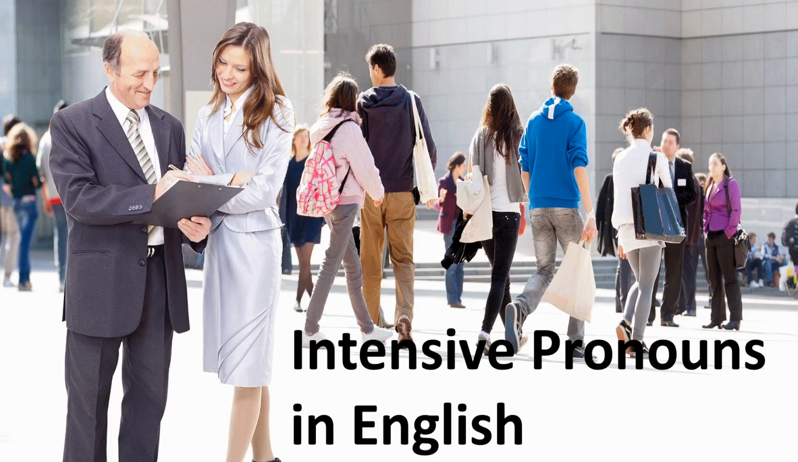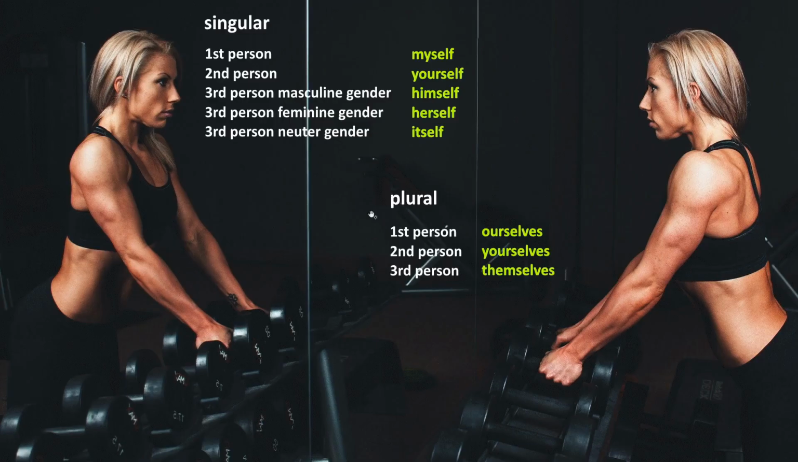So, to start with, let's recap on the forms of reflexive pronouns. Just keep in mind that these are also the forms of intensive pronouns. Here they are: singular, first person, myself; second person, yourself; third person masculine gender, himself; third person feminine gender, herself; third person neuter gender, itself. Plural, first person, ourselves; second person, yourselves; third person, themselves.